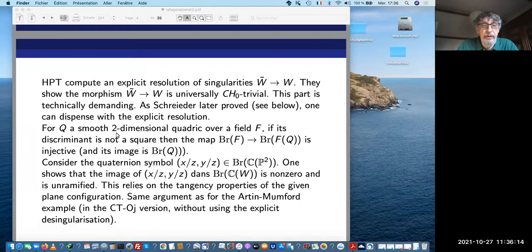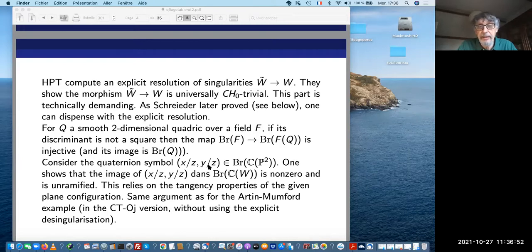Now, let's look at this. If we take a smooth two-dimensional quadric over a field F, and the discriminant is not a square, then the map from Br(F) to Br(F(Q)) is injective, as everybody knows in this room. So you consider the quaternion symbol (x/z, y/z) in Br of C(P2). Look at the generic fiber of this fibration. It's a two-dimensional quadric over C(P2). You look at this quaternion symbol. Of course, it's non-trivial because you can look at residues along x equals zero, y equals zero. And then you show the image in Br of C(W) is non-zero, because this map is injective. In our case, the discriminant is not a square, so the map is injective.